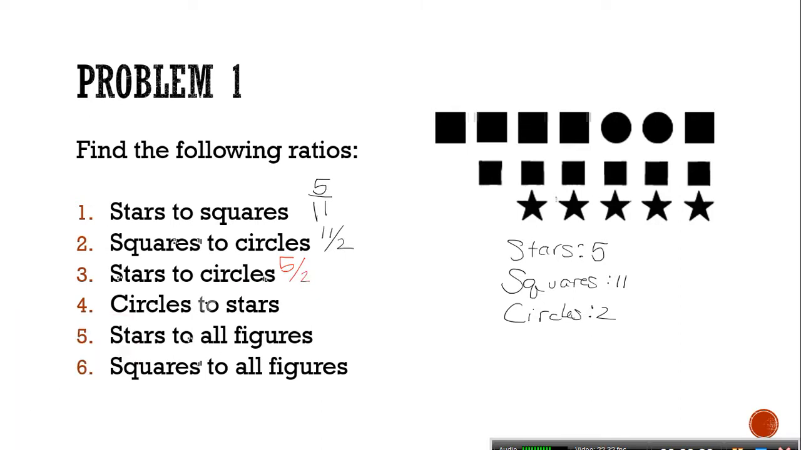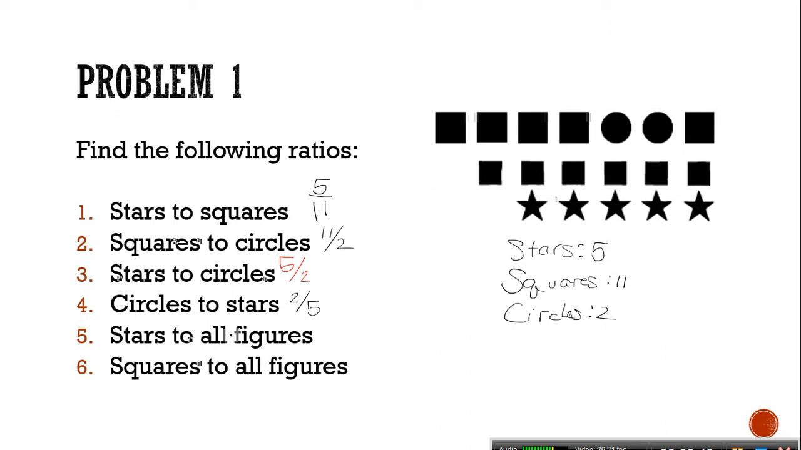Now they want to know circles to stars. So I'm going to look over here. I have 2 circles, and I have 5 stars. Notice how these are reciprocals of one another, because the words are. So stars to circles, I need to go stars over circles. And circles to stars, I have to go circles over stars. So these are 2 different kinds of ratios.